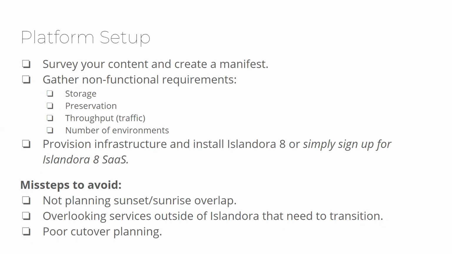Lastly, poor cutover planning is a big misstep. At go live, a lot of things need to be coordinated. For example, you need to set up when you're going to suspend active content changes or ingest, get your DNS cut over. You're going to need to be complete with your Islandora 8 user acceptance testing. So I encourage you to be thorough and exhaustive in your considerations and planning.